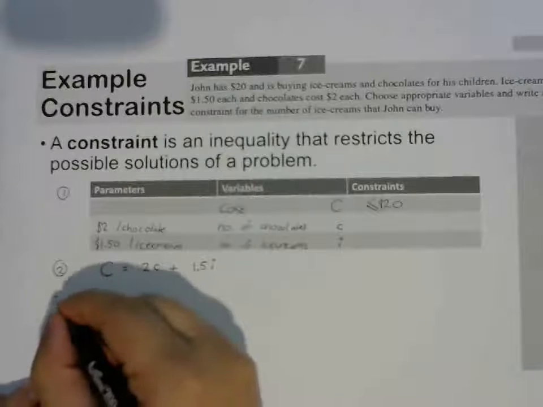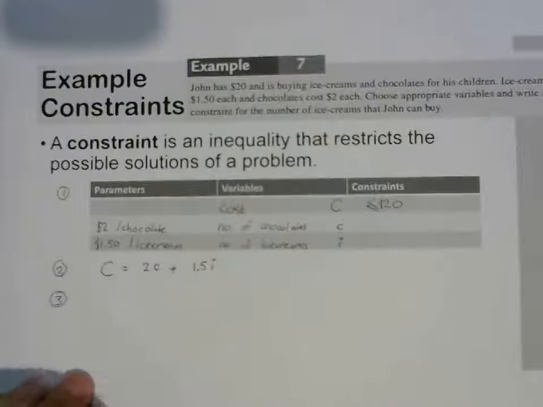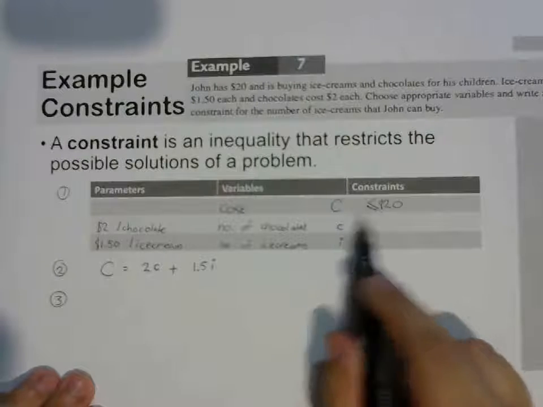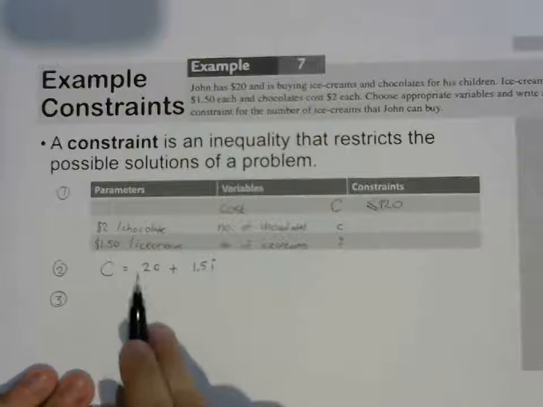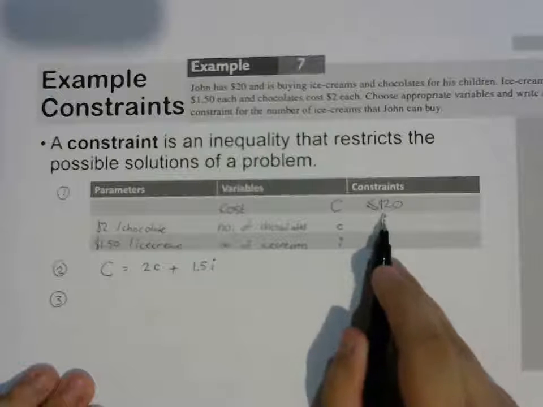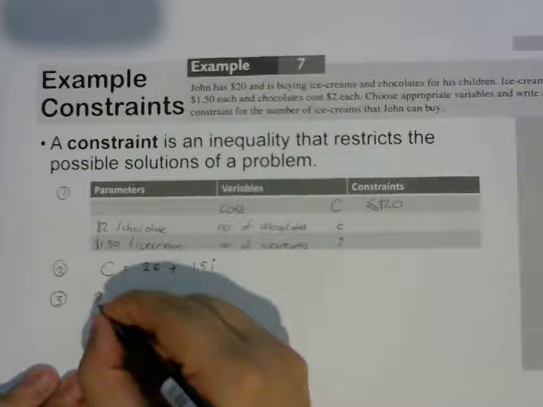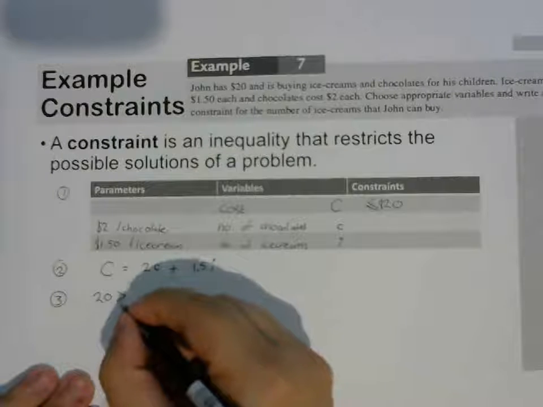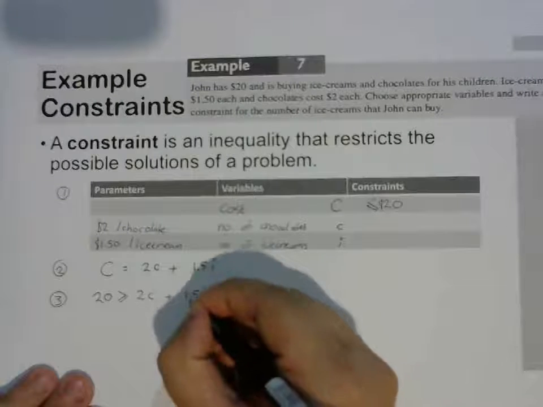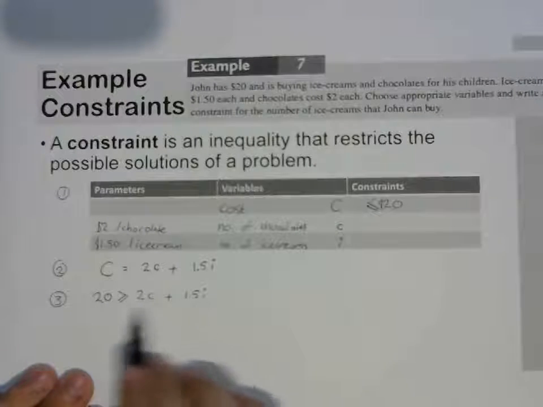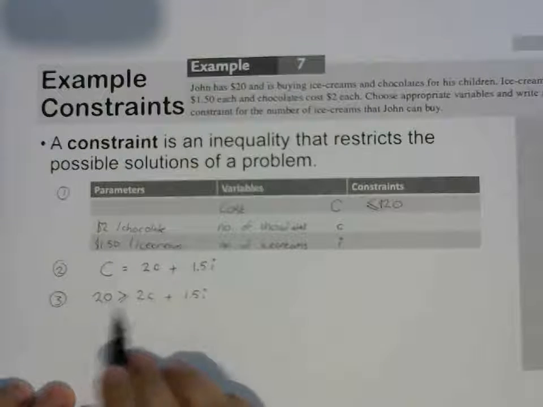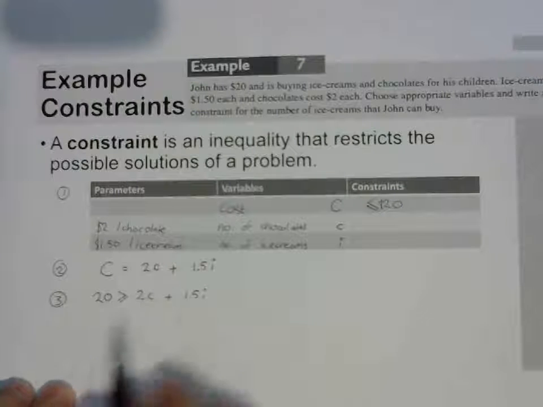Now the next step is to turn that into an inequality. Now we know that C has to be less than or equal to 20, which means our equation here must be less than or equal to 20, which means 20 should be more than or equal to the equation. So note that this side of the equation still has to be smaller than the $20. So always do that double check to make sure that that is correct.